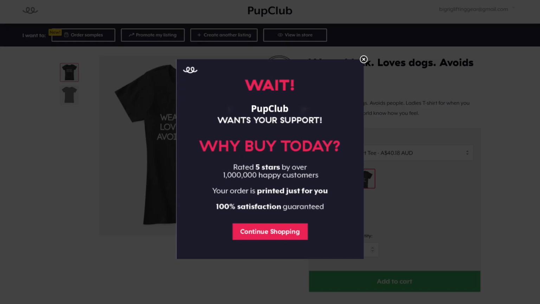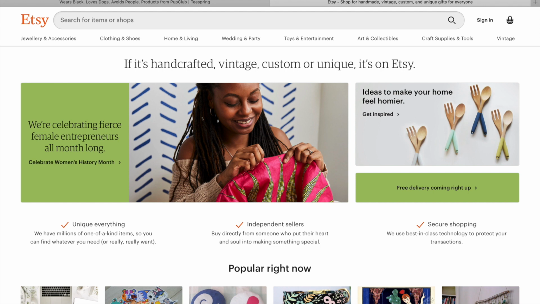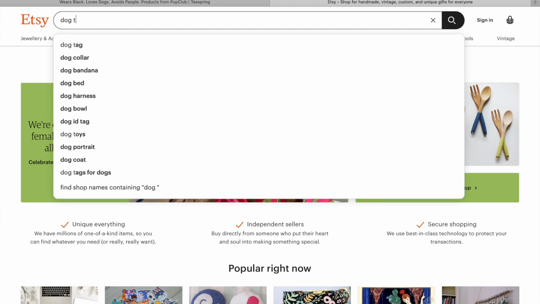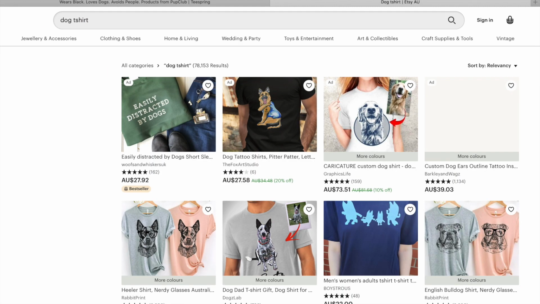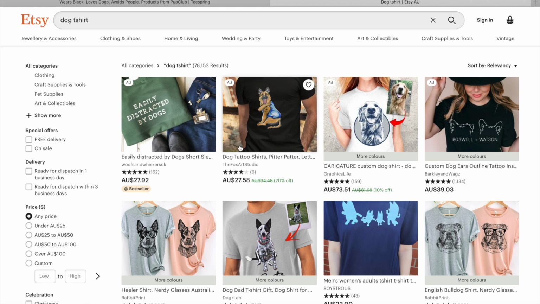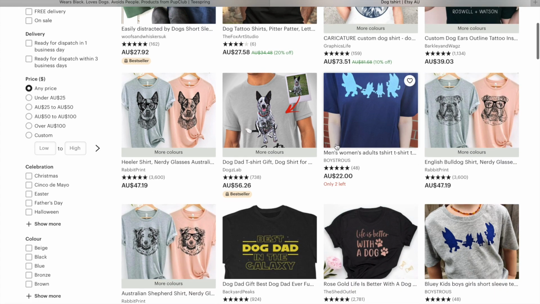So where did I get this idea from? Let's go for a look. Etsy is going to be one of your number one resources when looking up t-shirt designs. If we just go dog t-shirt, we'll either find this one or we'll find one similar. And what you want to be looking for here is which ones are sold the most.